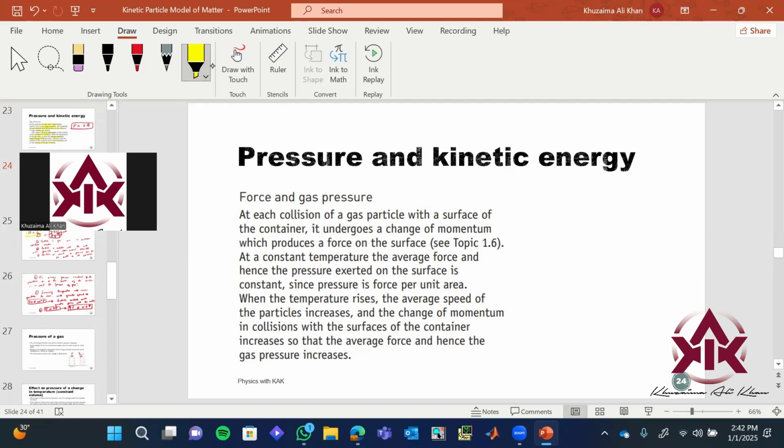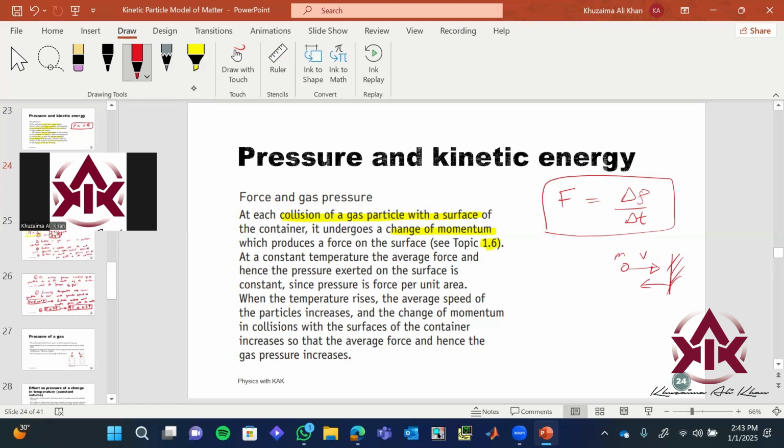Okay. So at each collision of a gas with the surface of the container, we have a change in momentum, right? We will study this in topic 1.6. Don't worry, we have already studied this, by the way, because the force is equal to the rate of change of momentum. So as soon as the ball collides, let's say this is the wall of the container and this is the particle with mass m, it goes with speed v and comes back with a speed, let's say v also.